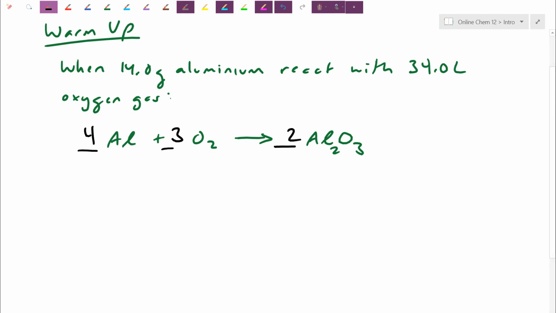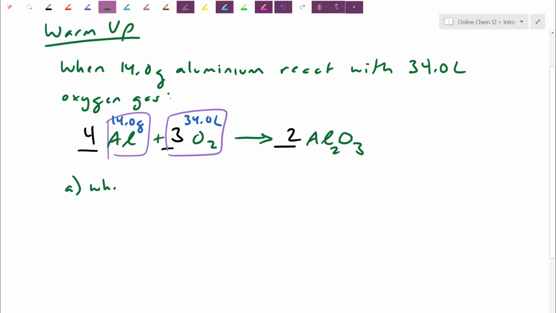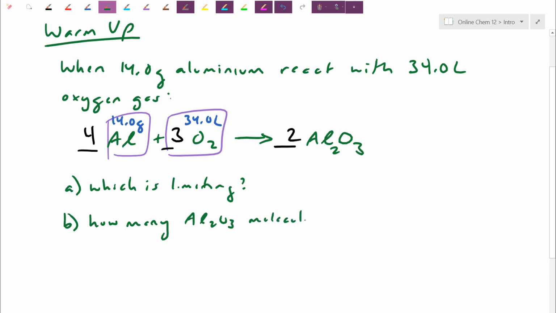How do I know this is a limiting excess question even before I write the ABCs? Because they actually tell me, by the way, you have 14 grams of aluminum and you have 34 liters of oxygen. Anytime you have information for more than one chemical, there's a good chance that one of these numbers might run out first. So, case in point here, they're going to ask you which is limiting, which ingredient ran out first. B, I want you to find for me how many Al2O3 molecules form, how many are produced, and then C, calculate the excess left over.